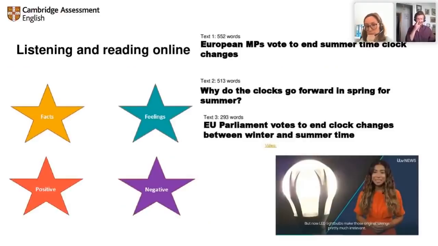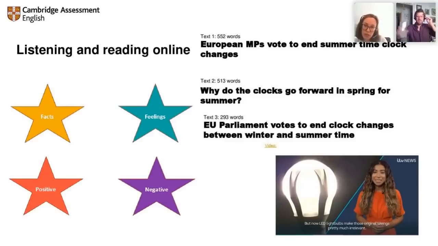Taking it up a level, Victoria, this is a nice activity. Yes, here we are going to ask our students to read and listen for gist. We're going to divide our students into different groups. One of the groups is going to focus on facts. The other one is going to talk about feelings, and the other two will have to identify positive and negative aspects of the summertime clock changes. Time clock changes in general.